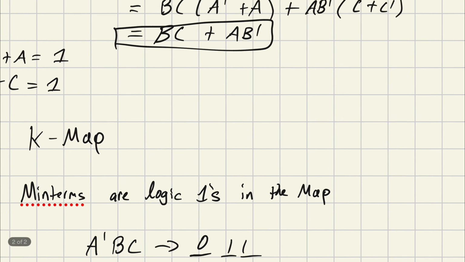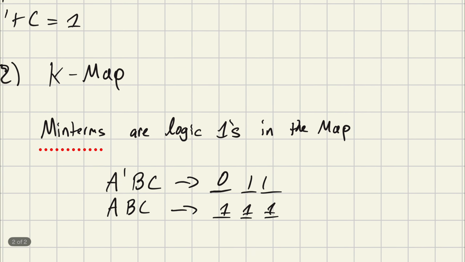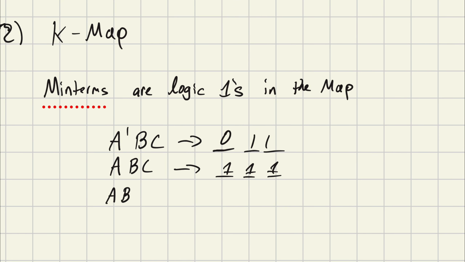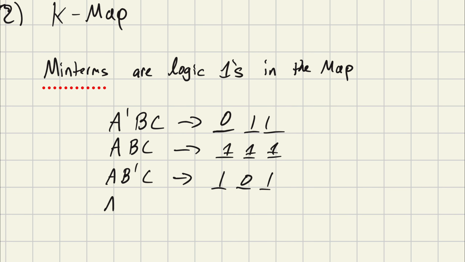We can do that for each term in our expression. So then we have A, B, C, which corresponds to 1, 1, 1. Then you have A, B naught, C. This would correspond to 1, 0, 1. Lastly, we have A, B naught, C naught. This would correspond to 1, 0, 0.